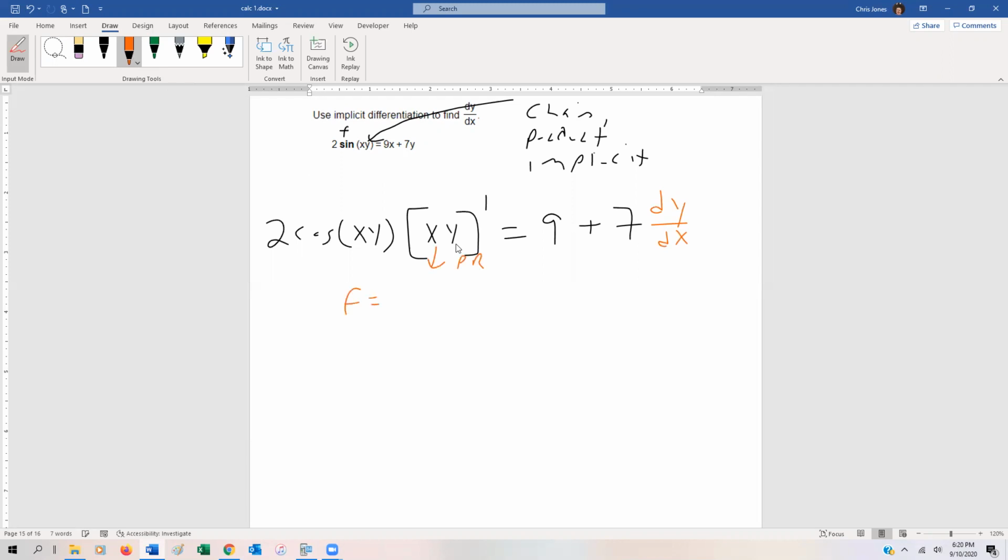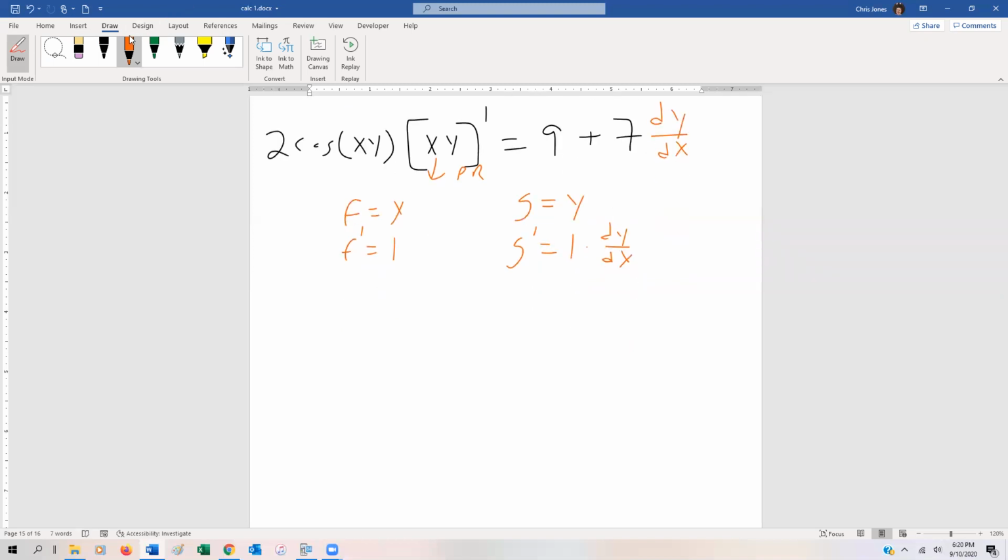So I'm going to define little f to be x. I'm going to define little g to be y. The derivative of x is 1. The derivative of y is 1, but we're going to multiply that by dy dx. All right, so what does this turn into? Well, it starts to turn into a bit of a mess.